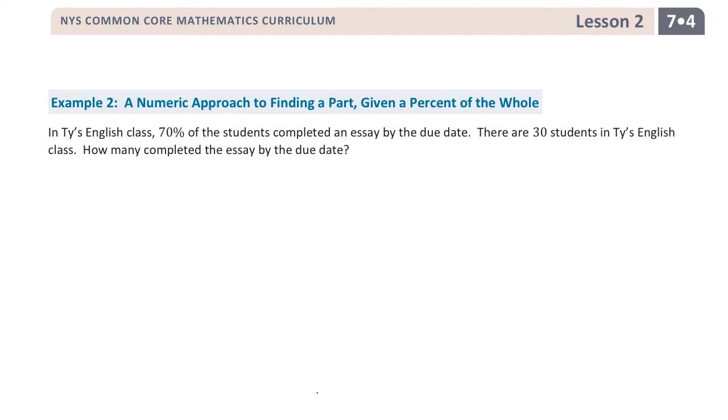In Ty's English class, 70% of the students completed an essay by the due date. There are 30 students in Ty's English class. How many completed the essay by the due date? Now, in our past problem, we used a tape diagram and we used a number line. We're going to move a little bit past that and just go straight into the math. So here, I know that my whole is 100%, and that my whole here is my 30 students. So again, we know that 30 students is equal to 100%.